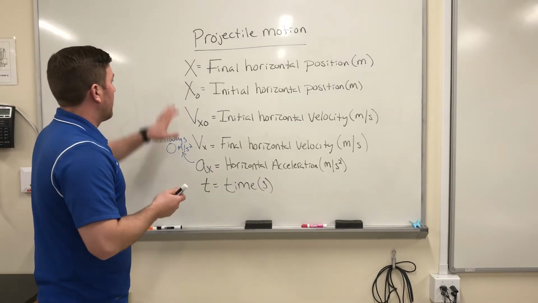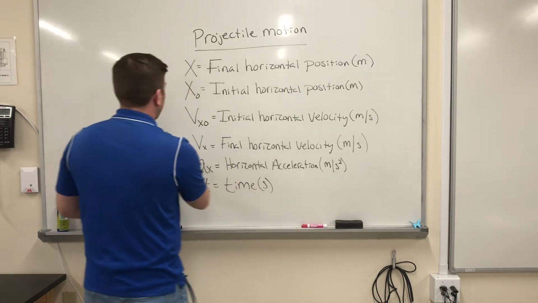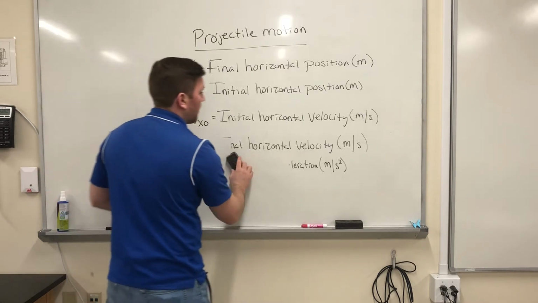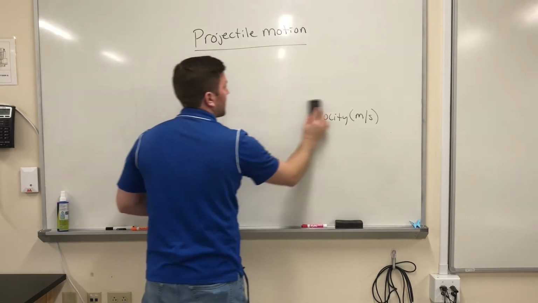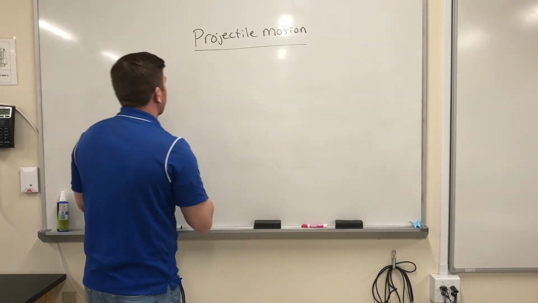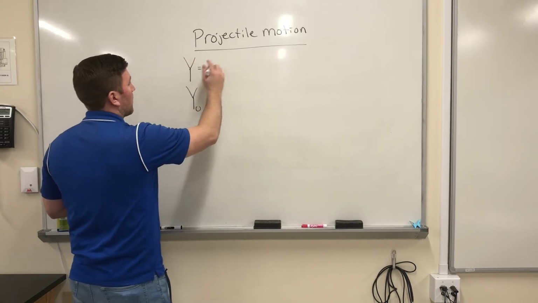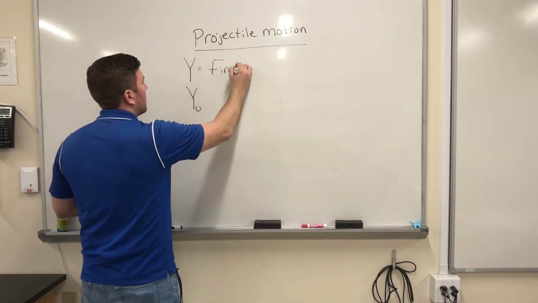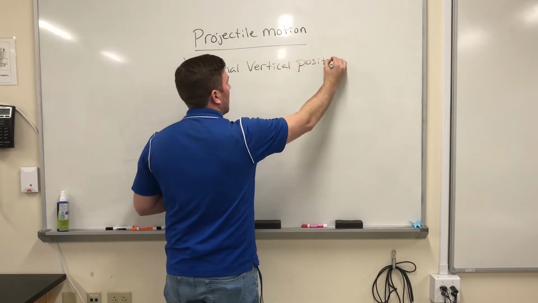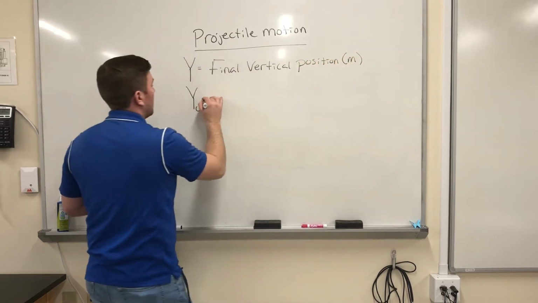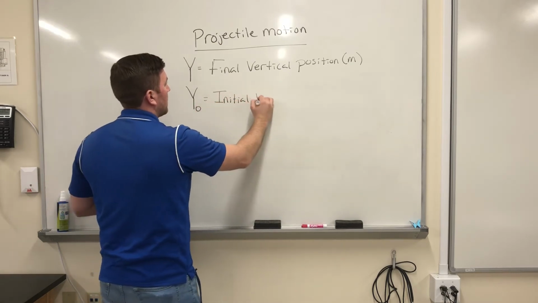So we've got our variables here for the horizontal side. We're going to look at the vertical side now. So instead of x's, I'm going to have y's. Again, based on the coordinate plane of a graph, your x represents the horizontal, and your y represents the vertical. So anything with a y, this is final vertical position, also measured in meters. Anytime we see the little sub-zero, means initial vertical position in meters.